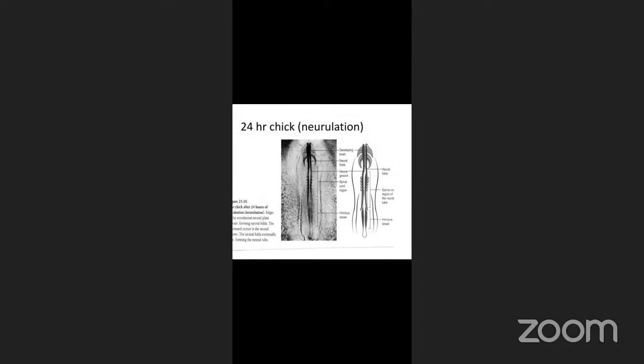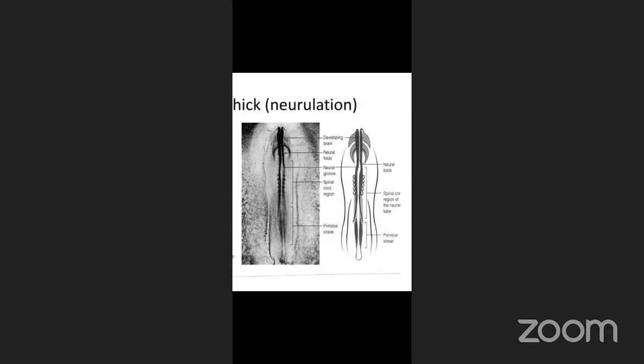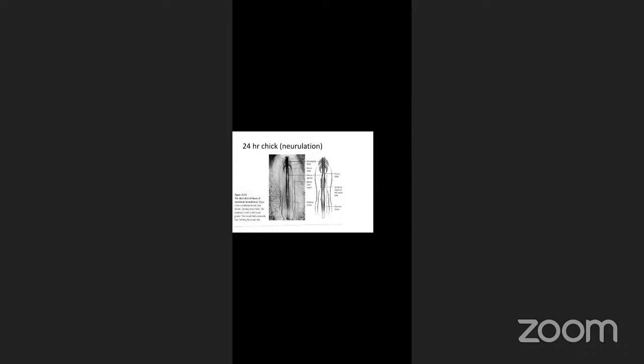Here you can see the developing brain, then neural folds, neural groove, and you have the spinal cord, small button-like structures of the neural tube. From the neural tube, the nervous system will develop. And we have the primitive streak, which is usually seen in birds.